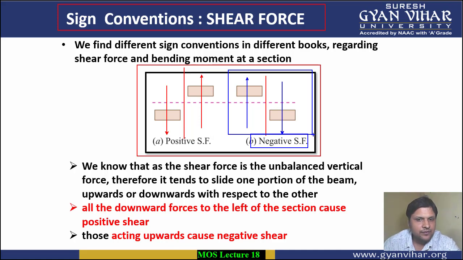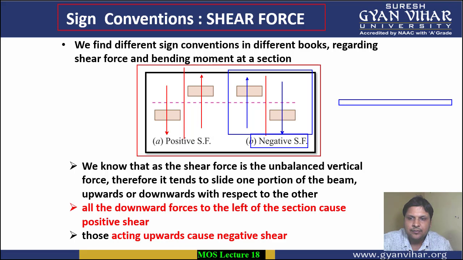Now the shear force, we all know, is the unbalanced vertical force. Therefore it tends to slide one portion of the beam upwards or downwards with respect to the other. This means that, students, if this is the beam, then whatever load is acting on it will cause the left portion of the beam to move downward and the right portion of the beam upwards. It will try to slide one portion of the beam upwards or downwards with respect to the other.